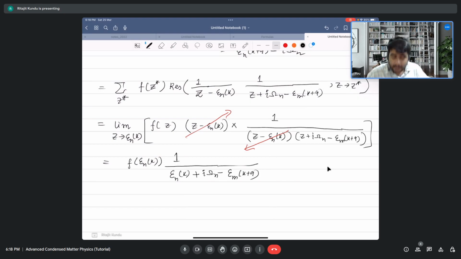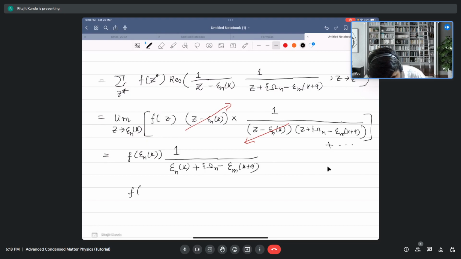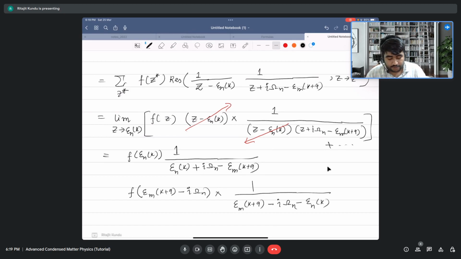Okay, and there is actually another residue also. So there is plus another residue. Let's do that residue as well. So I'll directly try to write it. Inside the Fermi function, you will have epsilon m k plus q minus I omega n, times 1 by epsilon m k plus q minus I omega n minus epsilon n k. When you take your time and calculate this, you will see that this is what you get. So plus this other term. These are the two simple poles, so there is nothing left.